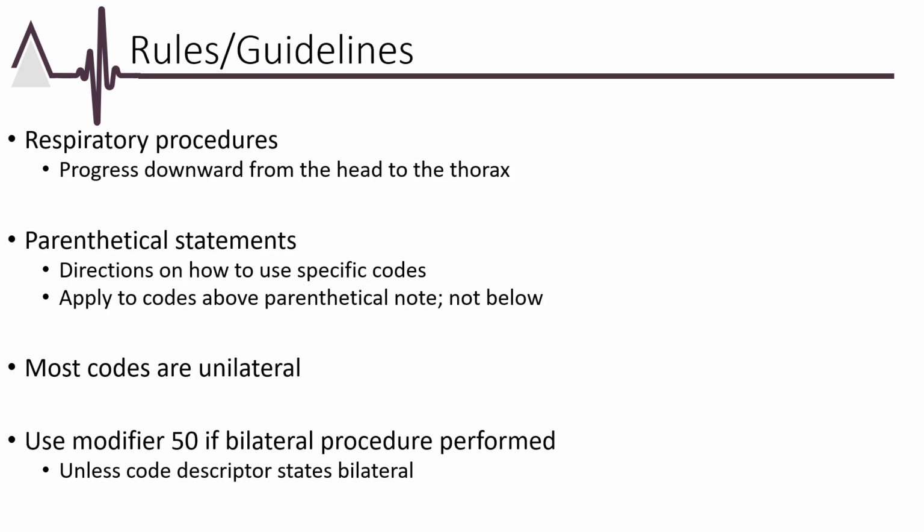There are some overarching guidelines for the respiratory system. As with all CPT codes, be careful to review all parenthetical statements throughout the chapter. There is specific guidance regarding specific use of codes found in the parenthetical statements. Most of the codes in the respiratory section are considered unilateral unless specifically noted as unilateral or bilateral. Make note of those specific codes throughout the book. If the code is not specified as unilateral or bilateral, it is assumed to be unilateral. To report it as bilateral, append modifier 50 to the code.